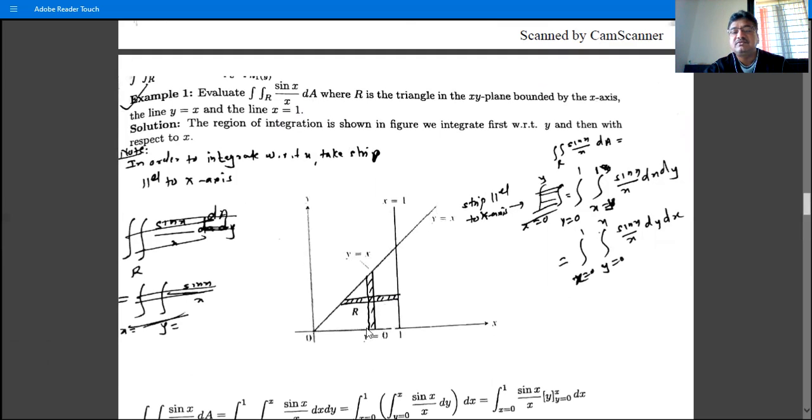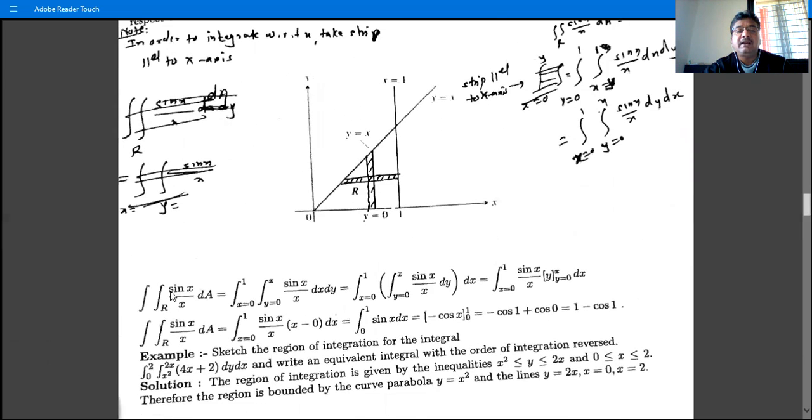Equation of x-axis is what? Y is equal to 0. This is y is equal to x and this is x is equal to 1. And we have to integrate over R of sin x by x dA. So over R, the integration of sin x by x dA is the integration.